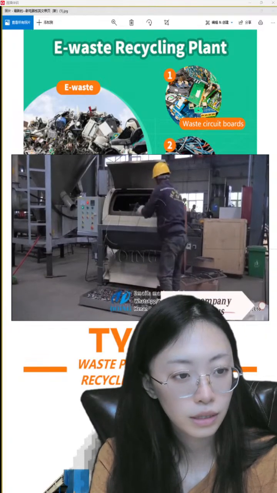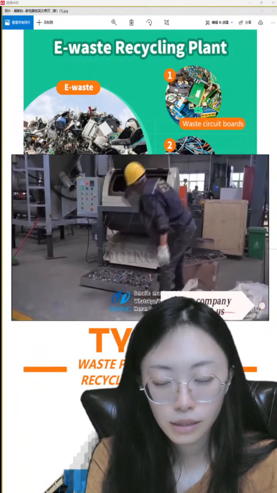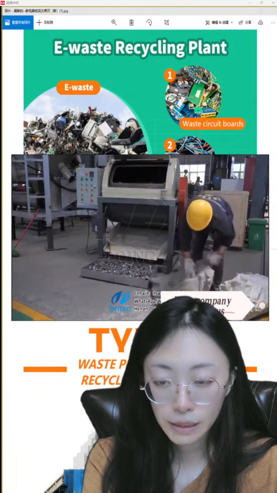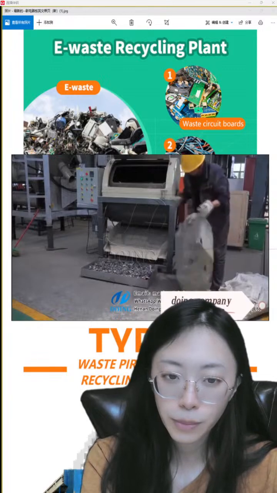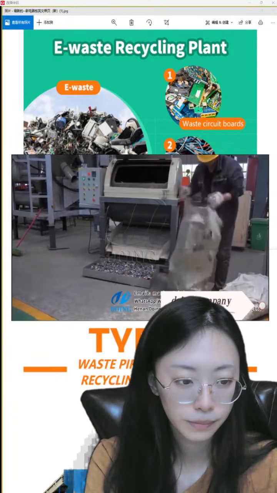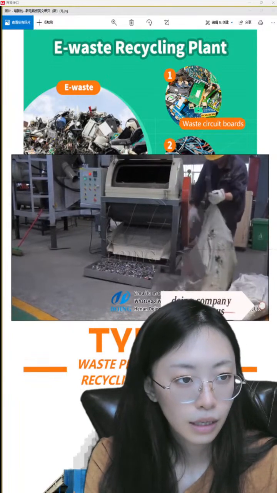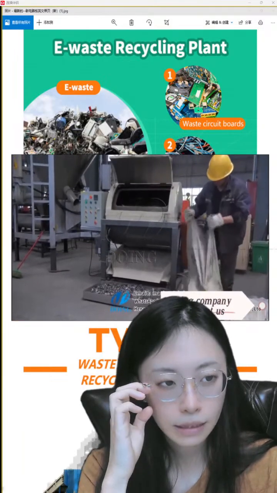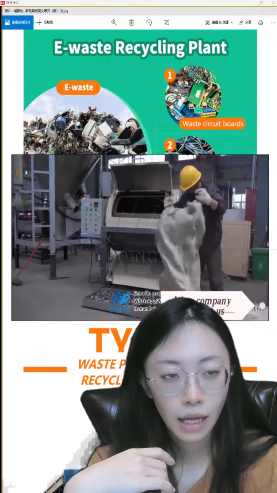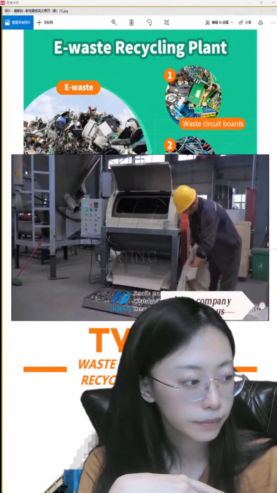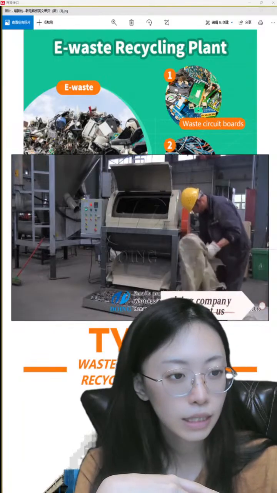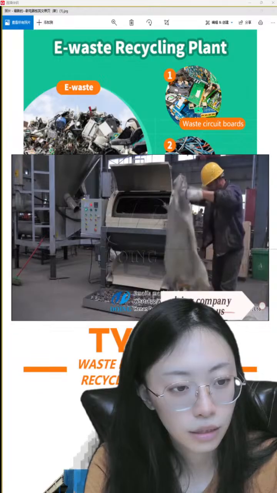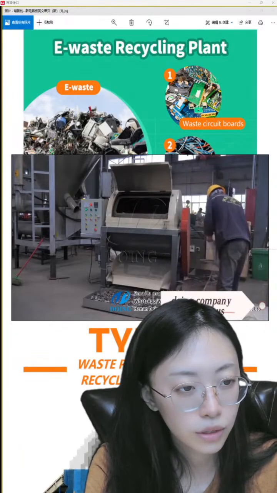Now we introduce the smelting machine for scrap PCB boards. This is a pre-processing step. Except for PCB boards, we can also process solar panels and lithium batteries. If you are interested in this production line, we can send the video introducing them.